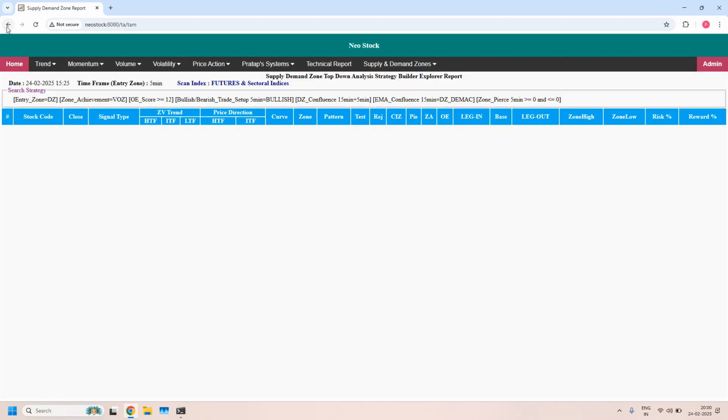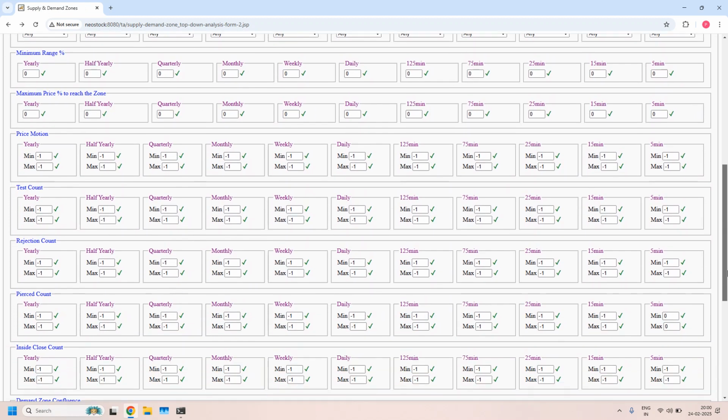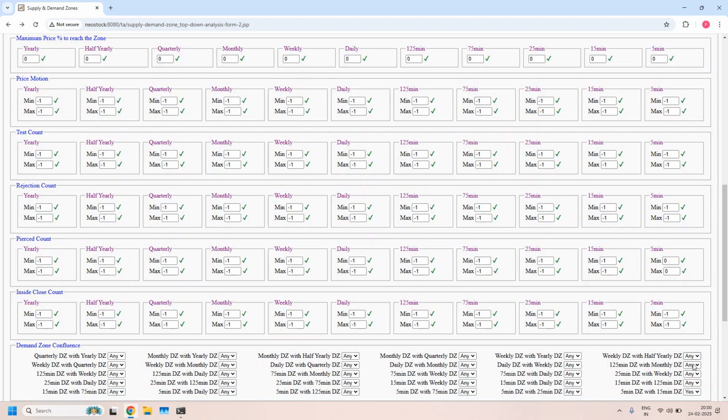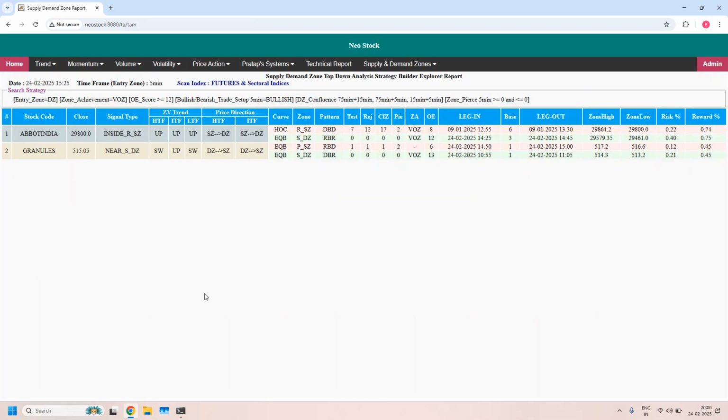Next, we will look into LTF, ITF, HTF demand zone confluence. This is ITF EMA confluence. I am removing it. Now let's focus on HTF. So we already enabled 5 minutes with 15 minutes zone confluence. Next, 5 minutes demand zone with 75 minutes demand zone confluence. 15 minutes demand zone with 75 minutes demand zone confluence. With all the three filters enabled, we got two stocks.